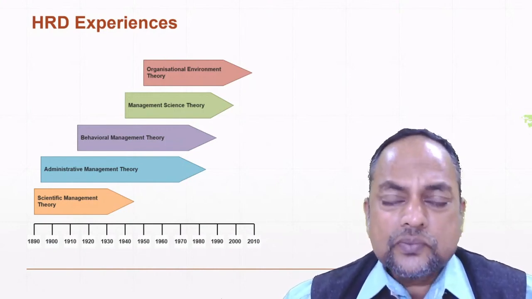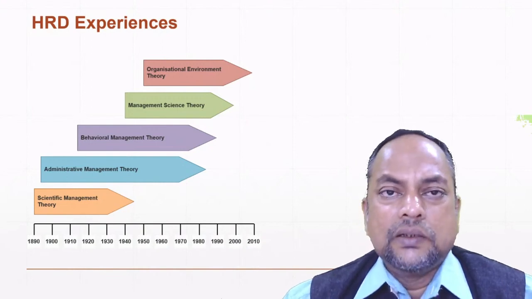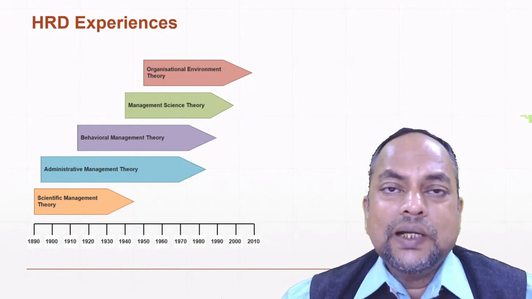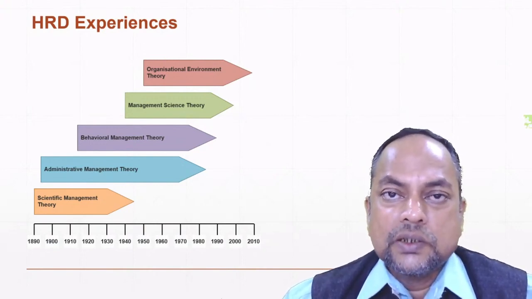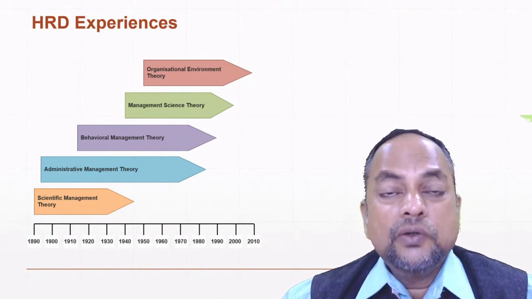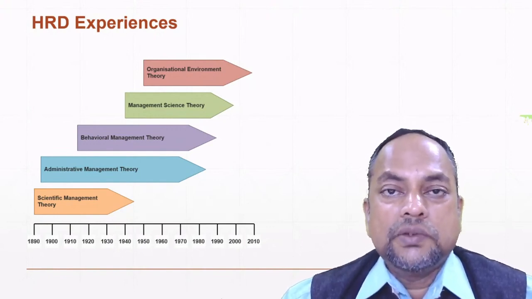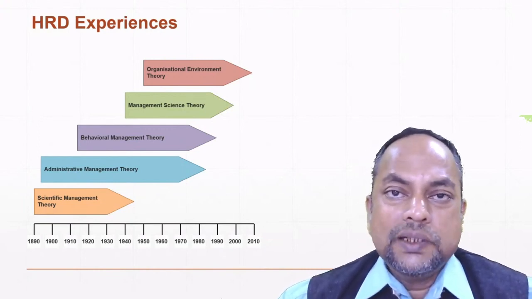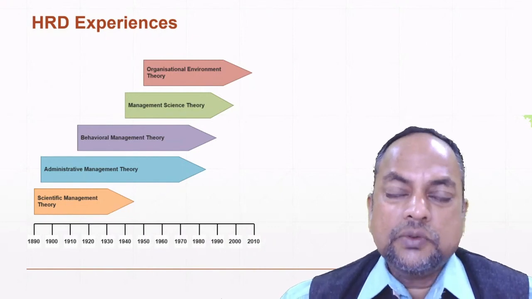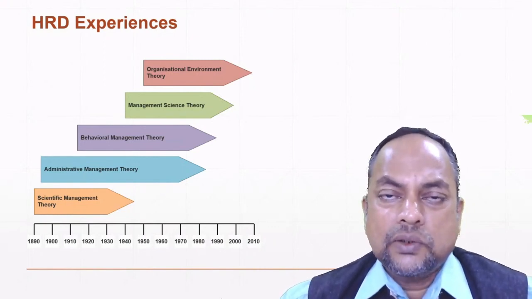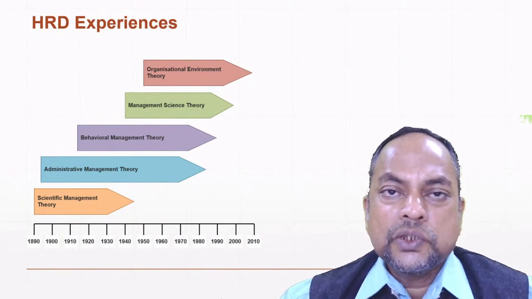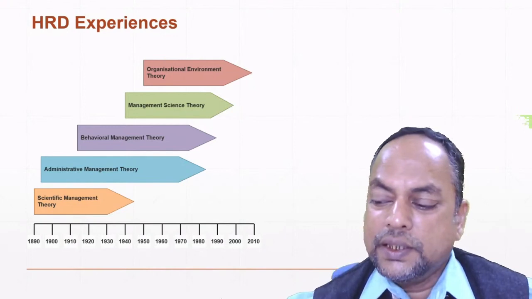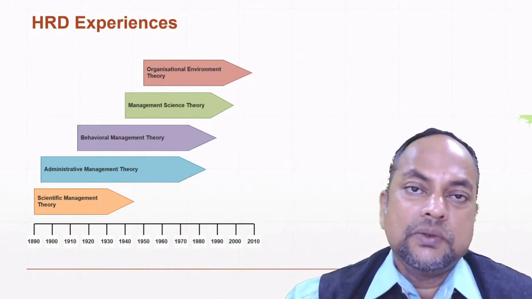Later on, with the Hawthorne experiment conducted by Elton Mayo, new dimensions of human beings were found significant for the productivity of organizations. It was observed that human beings are made up of their own self. They have their own psychological system and sociological system. So human beings are to be treated as human beings. That is what you need to understand.